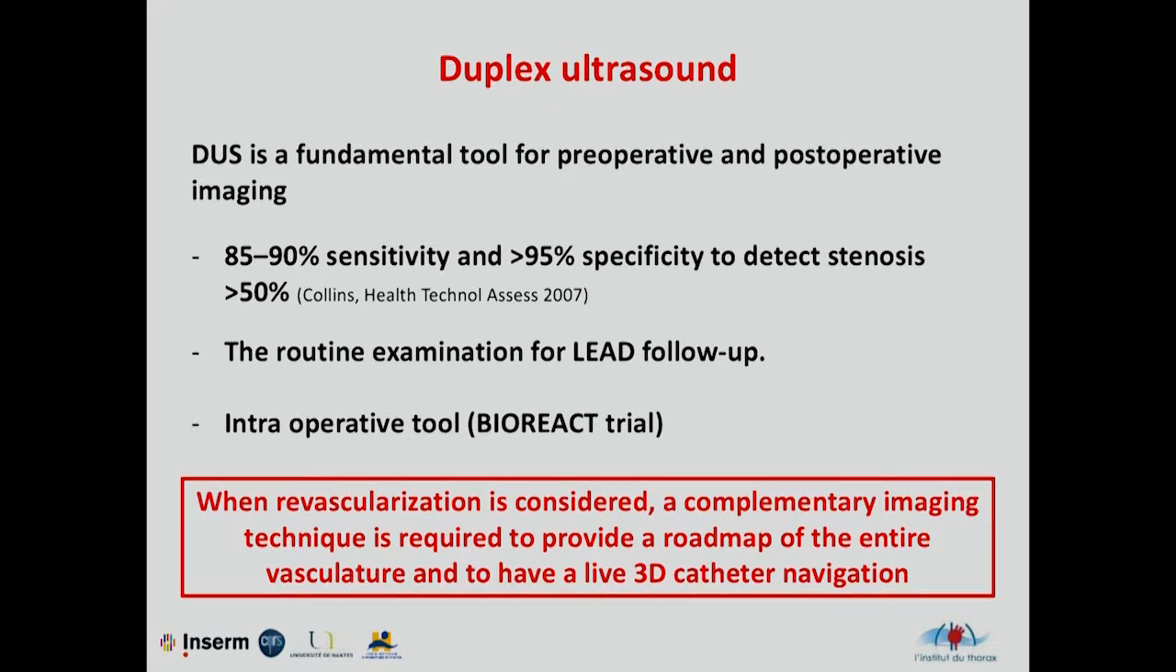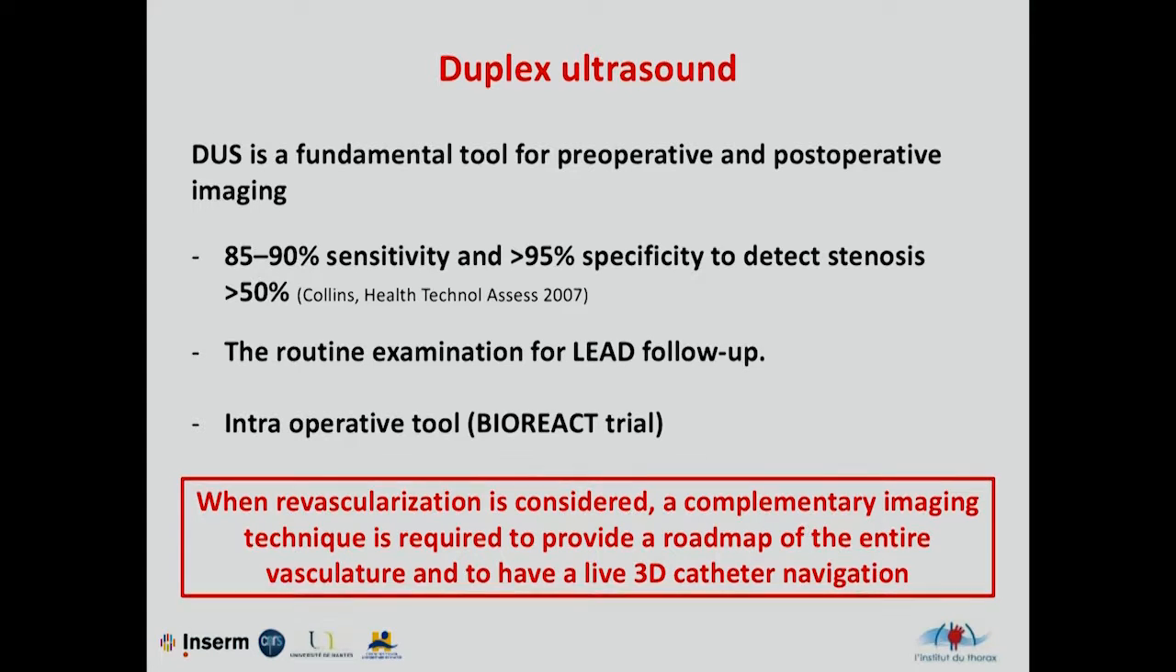First, the duplex scan is the first step to assess the patient. We know that it's a fundamental tool for preoperative and postoperative imaging. The sensitivity is pretty high, ranging from 85 to 90% to detect stenosis superior to 50%, and the specificity is also superior to 95%. It's a routine tool to perform the follow-up of PID patients, but more and more we are using duplex scan during the procedure, for example to assess the results of vessel preparation or the results of the drug coating balloon.